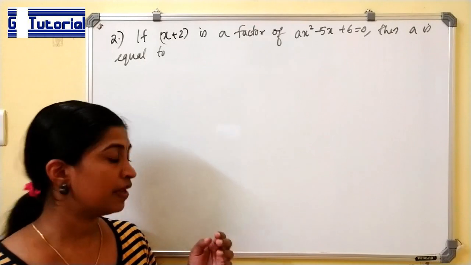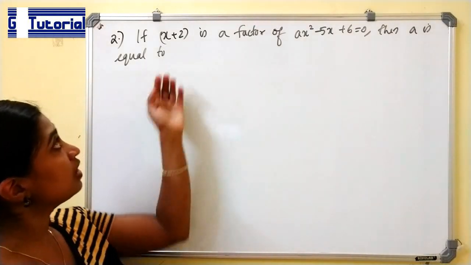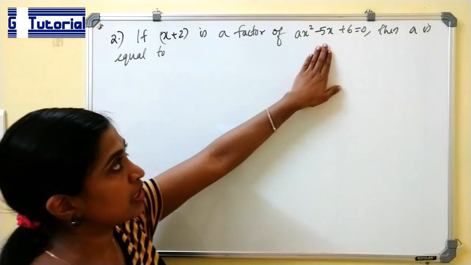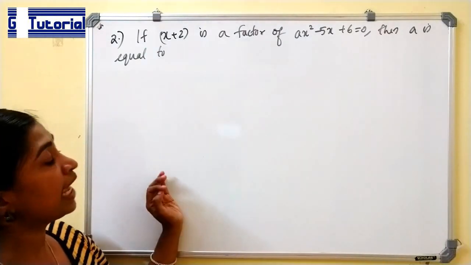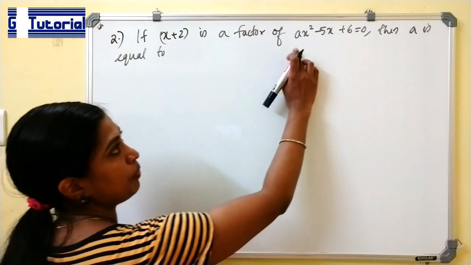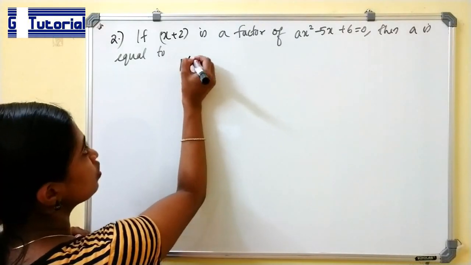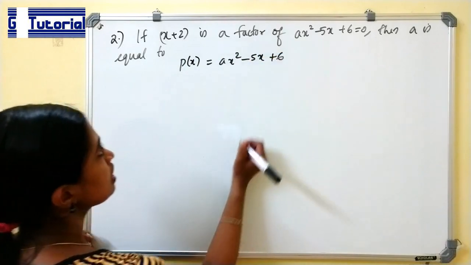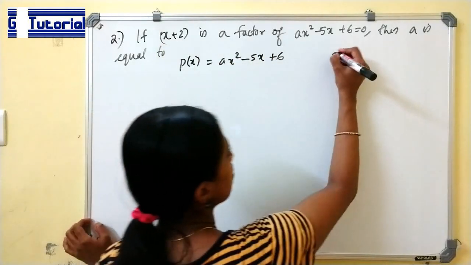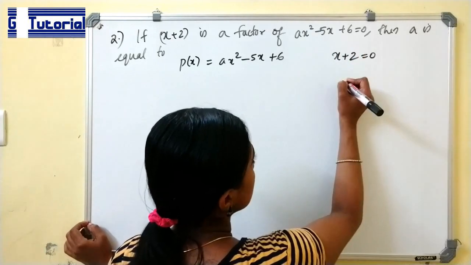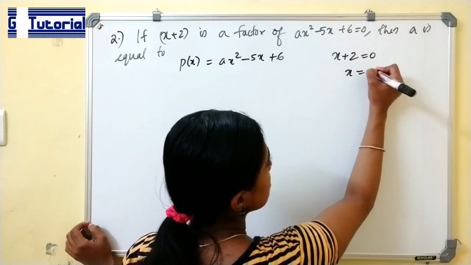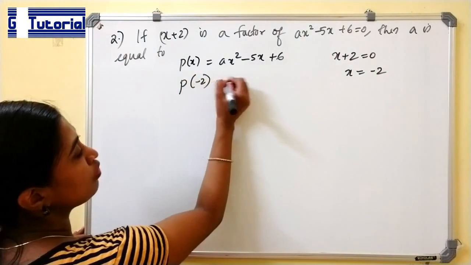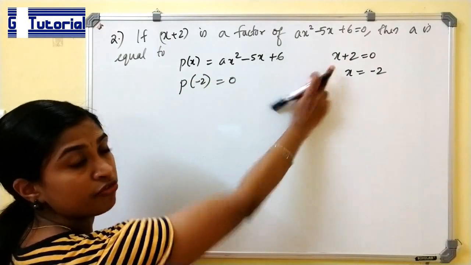Now let us see a previous question from RRB. If x plus 2 is a factor of ax square minus 5x plus 6 is equal to 0, then a is equal to. Here we are given a polynomial, p of x is equal to ax square minus 5x plus 6, and it is said that x plus 2 is a factor. If x plus 2 is a factor, then we can equate it to 0. So, value of x is equal to minus 2. So, p of minus 2 should be equal to 0 if x plus 2 is a factor.